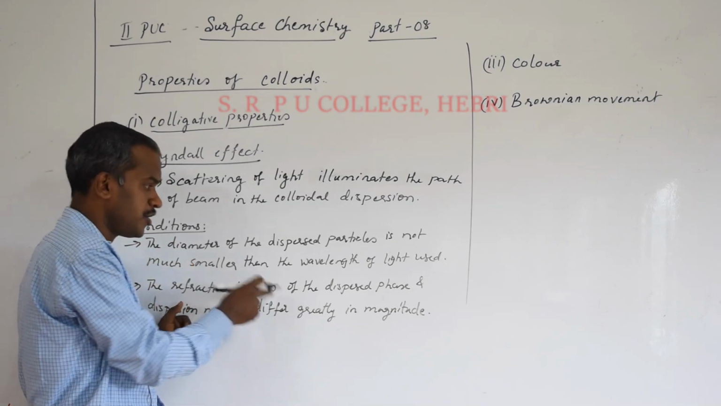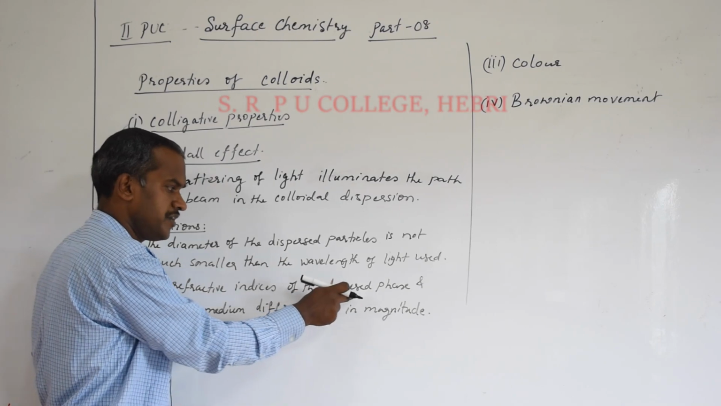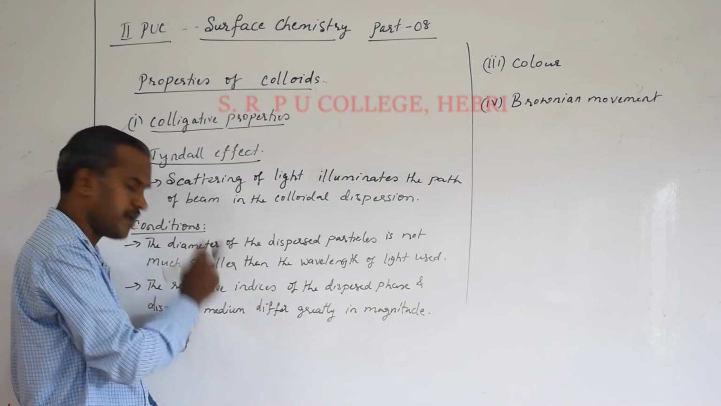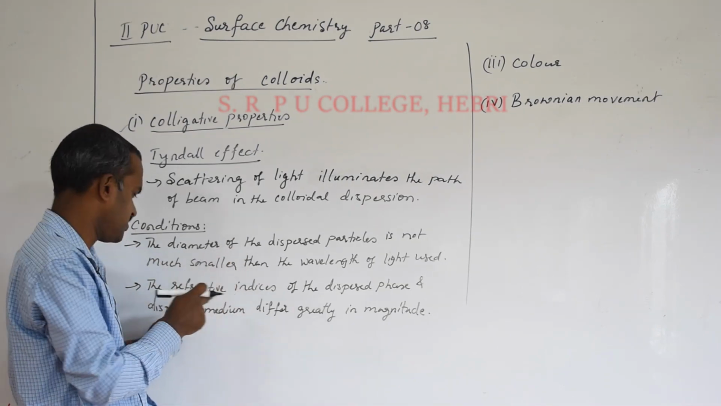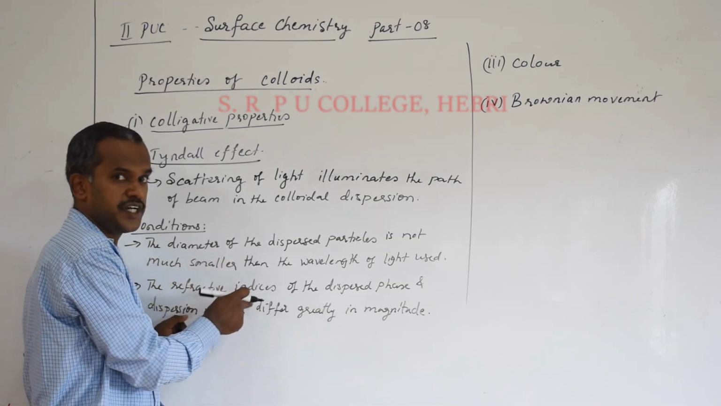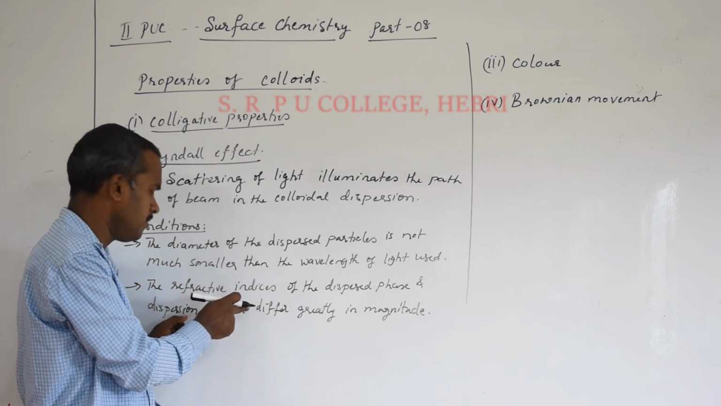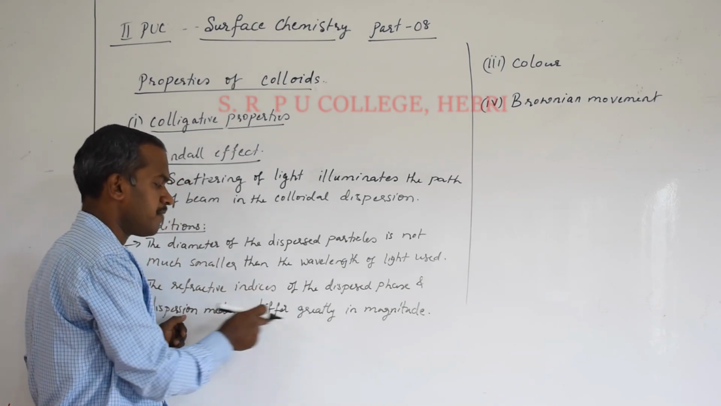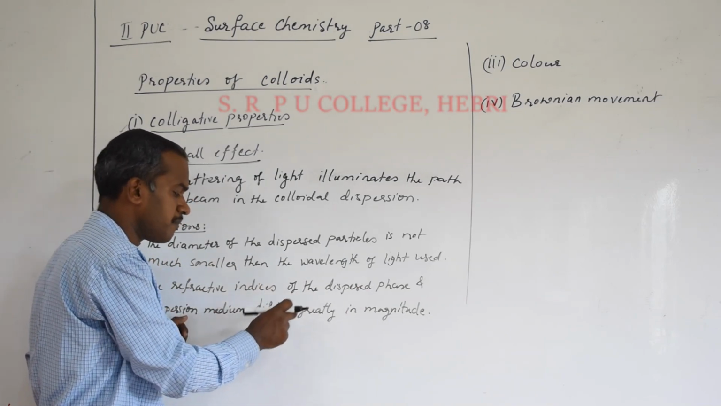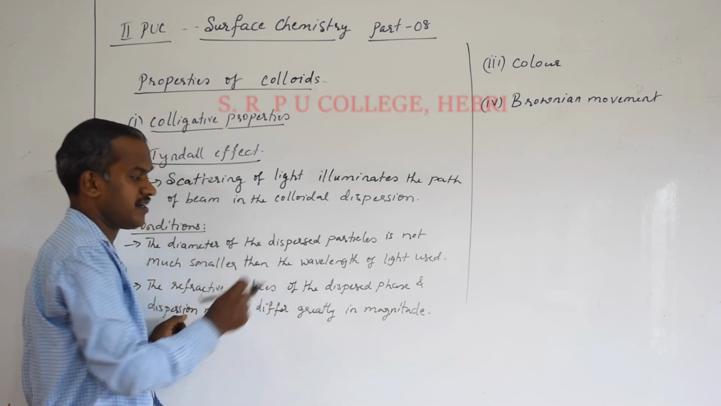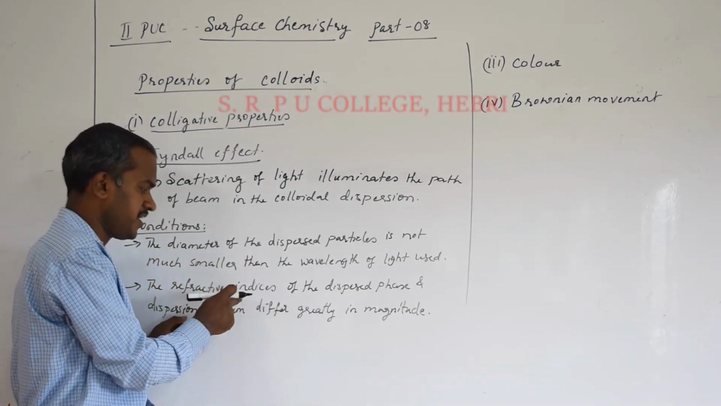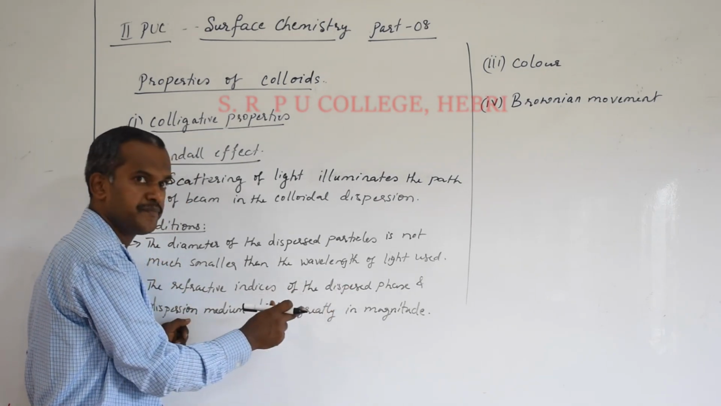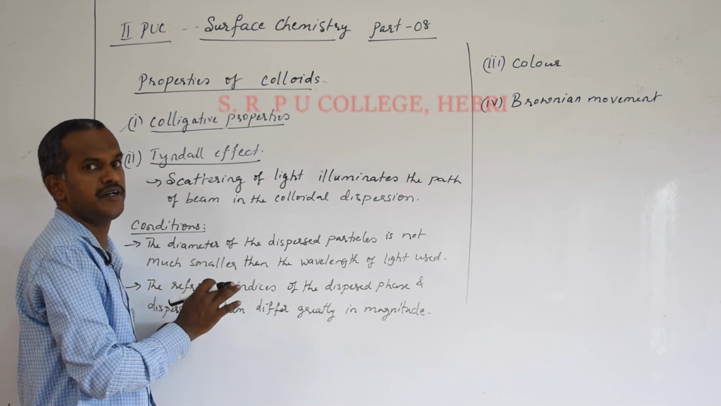Second thing, we know there are two components, I told you just now, dispersed phase and dispersion medium. And the one more important condition that must be satisfied to observe the Tyndall effect is the refractive indices. You studied this in physics in detail in optics, I will not explain now. The refractive indices of the dispersed phase and dispersion medium should have a large difference in their magnitude. If the refractive index values of the dispersed phase and dispersion medium differ much, then only we can observe the Tyndall effect.